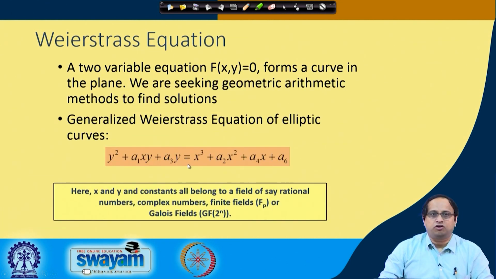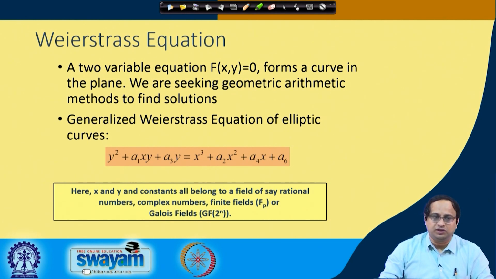So, there is a general form of the curve which is called the Weierstrass equation, from which all these curves are derived. This is a two variable equation f(x, y) = 0, and it looks like this: y squared plus a1 xy plus a3 y equals x cube plus a2 x squared plus a4 x plus a6.